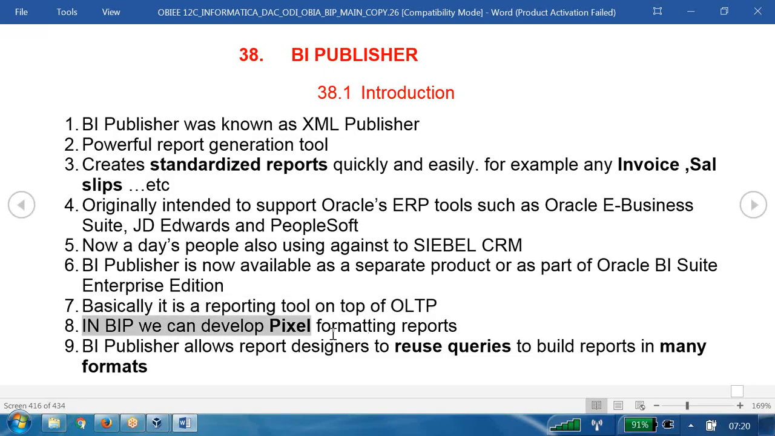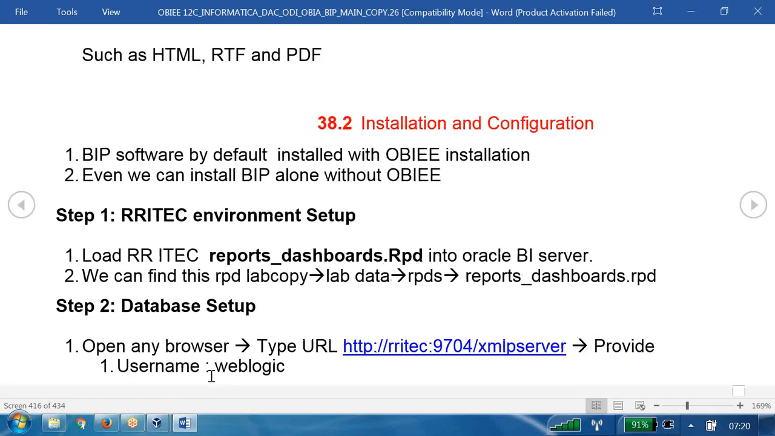In BIP, we can develop pixel-perfect formatted reports. BI Publisher allows report designers to reuse queries to build reports in many formats. Many formats means PDF, RTF (rich text format), HTML, and so on. Those are the formats it supports.